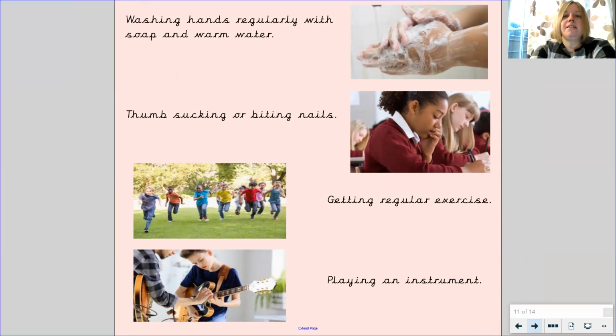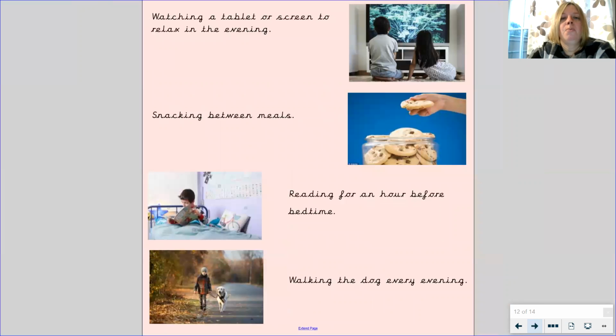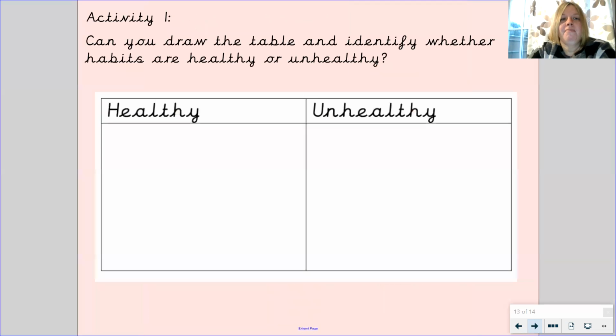Here are some statements that you are going to need for our first activity. You will be able to rewind the video, or you could pause your video now and jot them down. Washing hands regularly with soap and warm water. Thumb sucking or biting nails. Getting regular exercise, playing an instrument, watching a tablet or screen to relax in the evening, snacking between meals, reading for an hour before bedtime, walking the dog every evening.